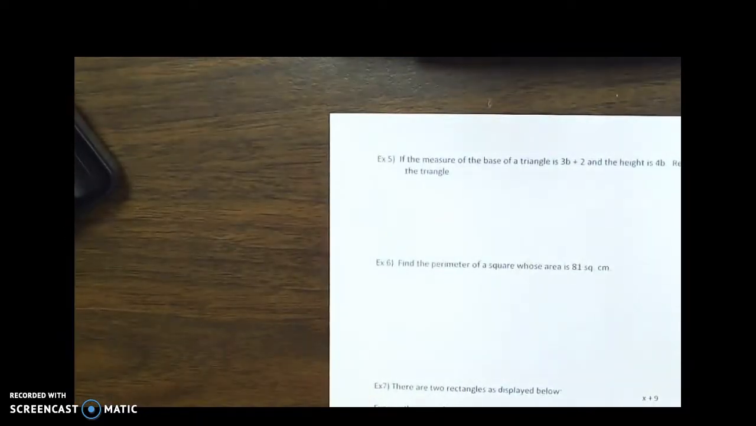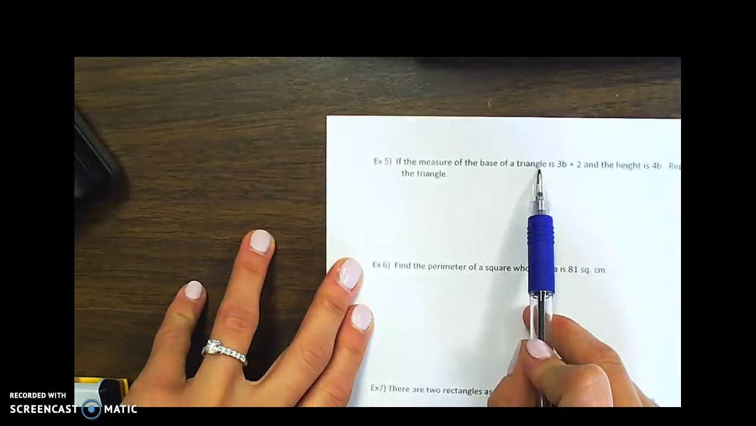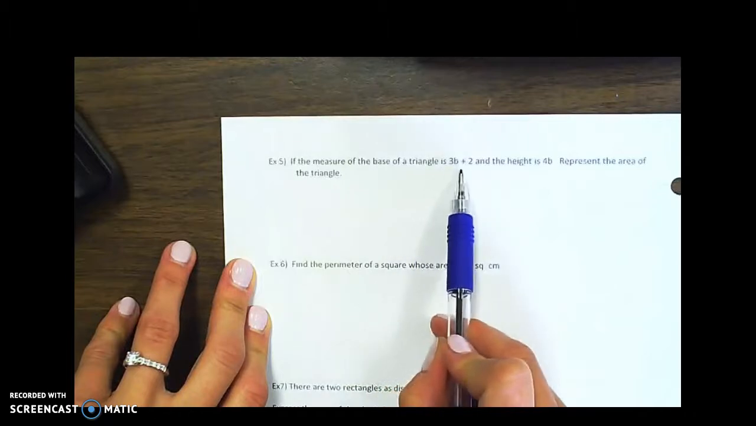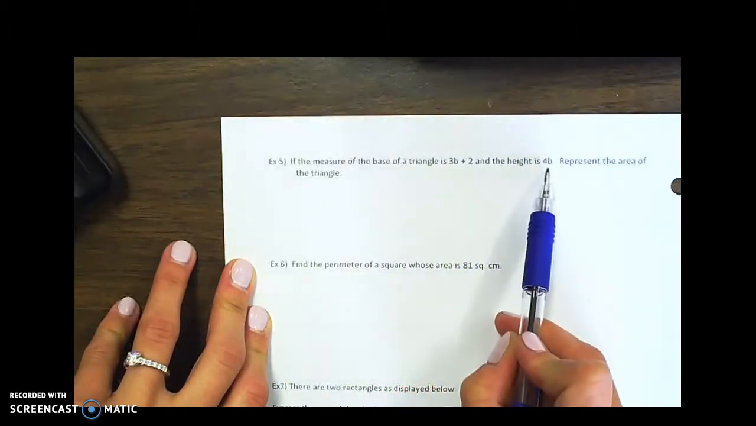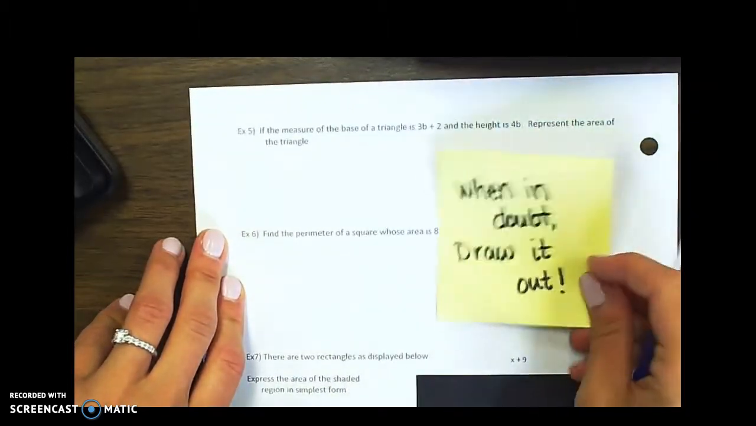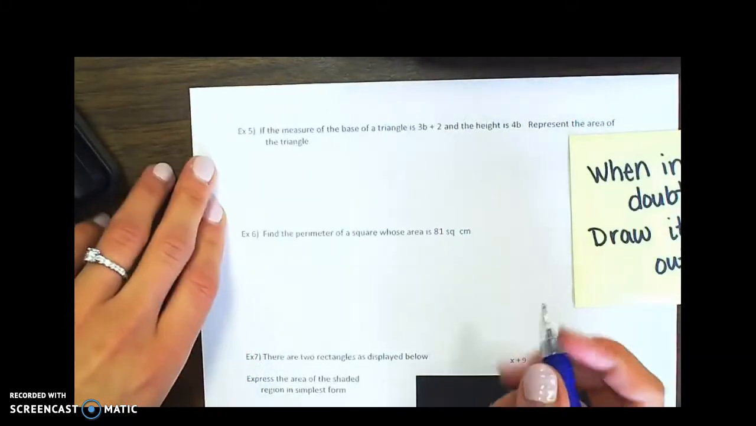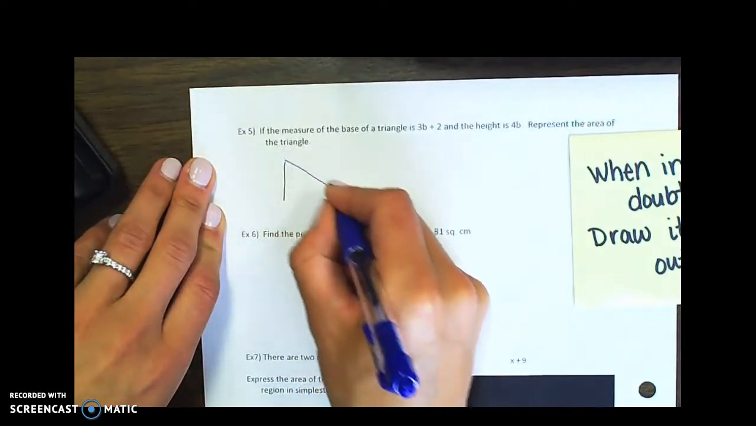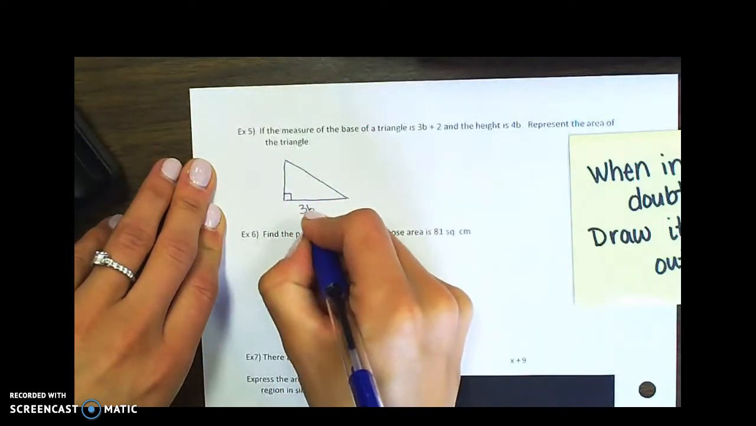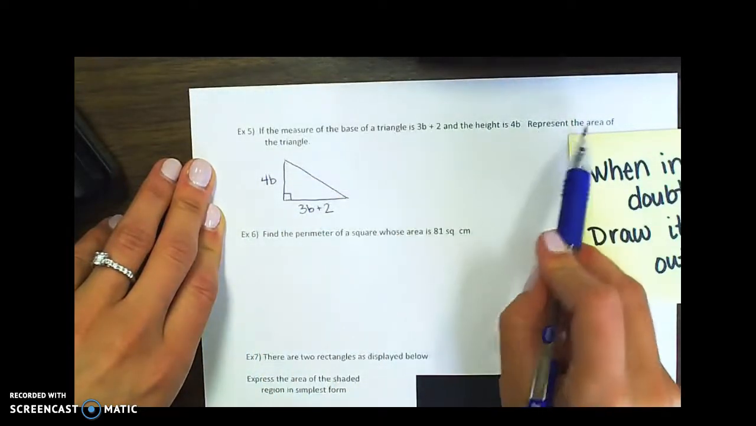So let's take a look here. Number 5: if the measure of the base of a triangle is 3b plus 2 and the height is 4b, represent the area of the triangle. All right, once again, when in doubt, draw it out. So we're going to start by drawing a triangle. I'm going to draw a right triangle because then I have the base and the height automatically. Okay, so the base is 3b plus 2. The height is 4b.